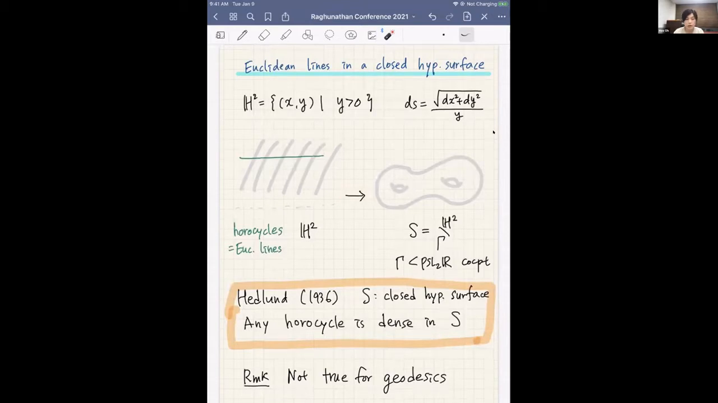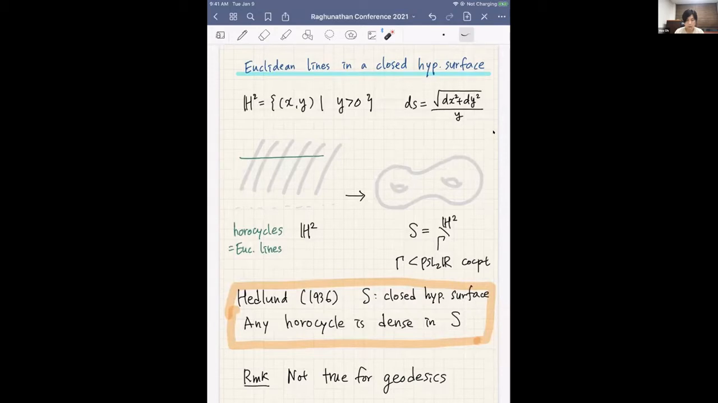So this is a well-known theorem of Hedlund in 1936. Whenever we have a closed hyperbolic surface S, any holocycle, meaning the projection of any such horizontal line to this S, is always dense. Okay? So this is Hedlund's theorem.